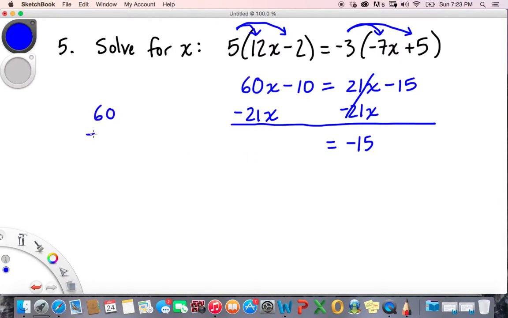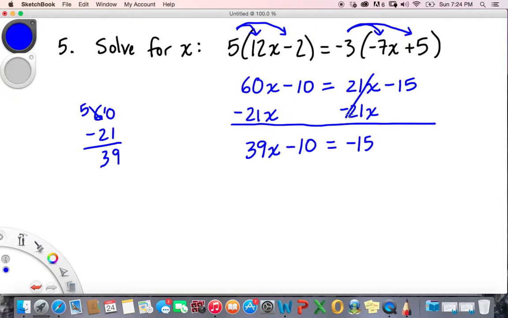Again, if you need to work that out, do so. So 0 minus 1, we're going to have to borrow 1 from our 6. That becomes a 5. So 10 minus 1 is 9. 5 minus 2 is 3. That gives us 39x. Okay? And then we have minus 10 still.